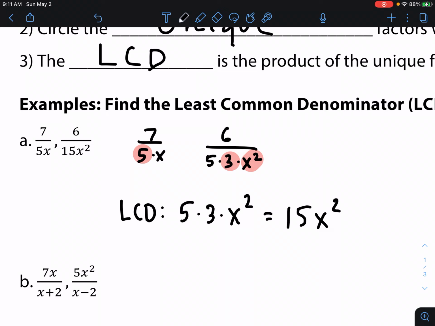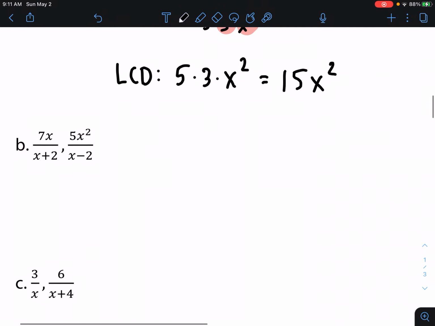And so now if we were to write equivalent fractions, let's not worry about that now. We're going to do that later, actually. So let's just worry about getting the LCD down. So we got the LCD, all right? It's the unique factors and then the smallest exponent of any common factors. Okay. All right, let's do another one.